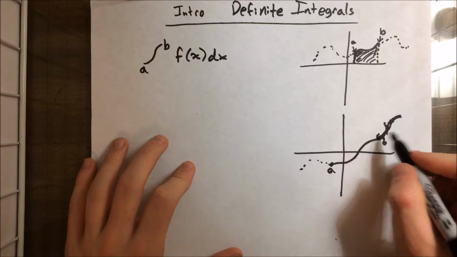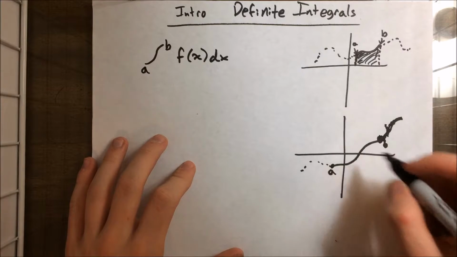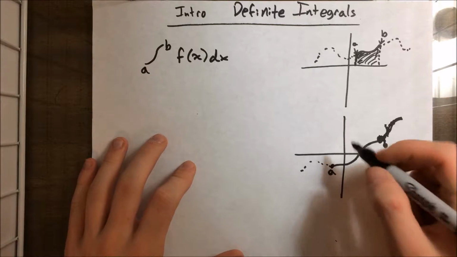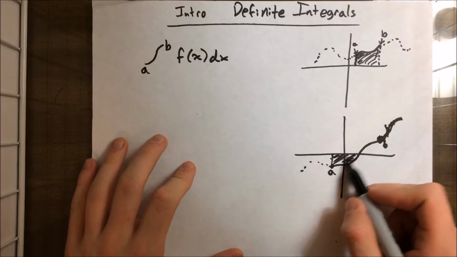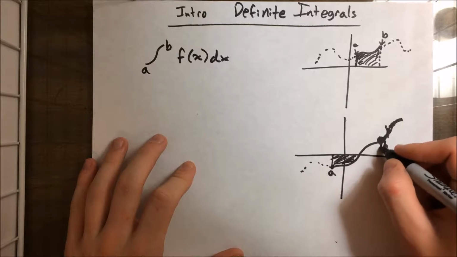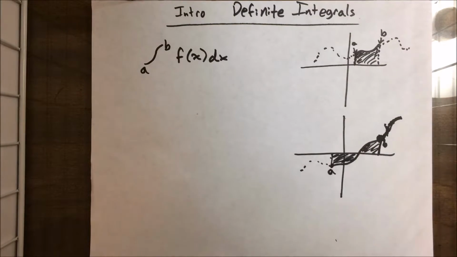So the graph's like that, and this is b right here. Because it's below the axis, we're actually going to be looking at this part. I'll show you how to do that in an example towards the end. So that's what we'd be looking at, and we'd add those two areas together to get the total area.